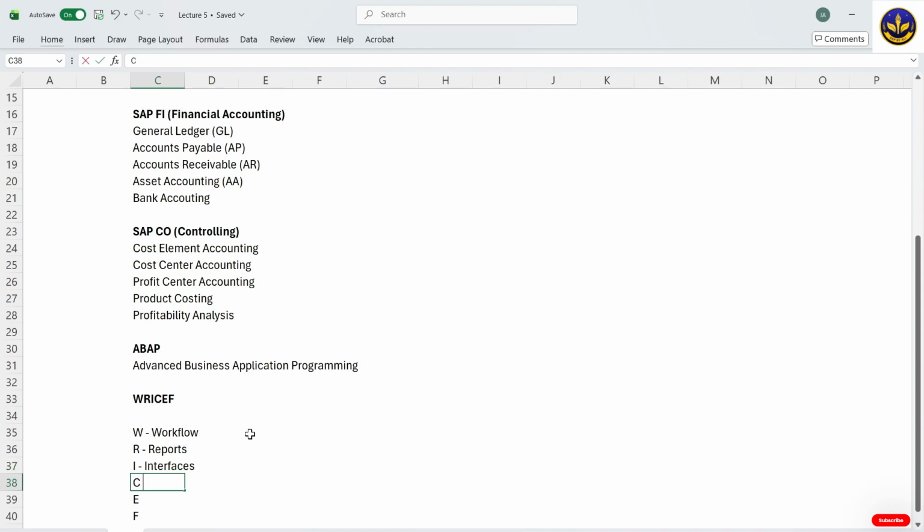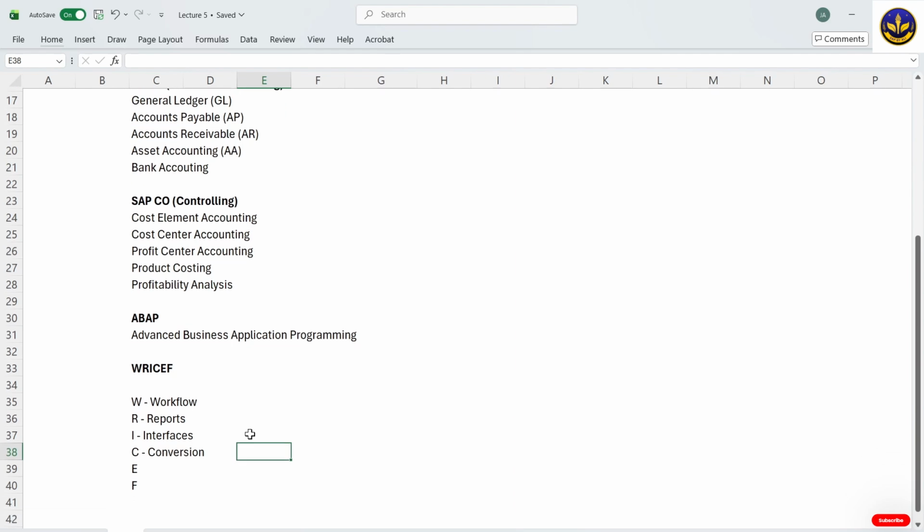And then we have conversion. So where do we need the conversion? Conversion is needed when we are migrating from the legacy system to SAP, or we are migrating from SAP to S/4HANA or the latest version. So in this case, we need the conversion, and it is done using ABAP.